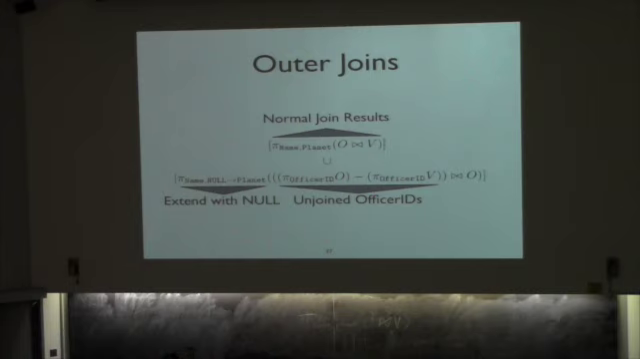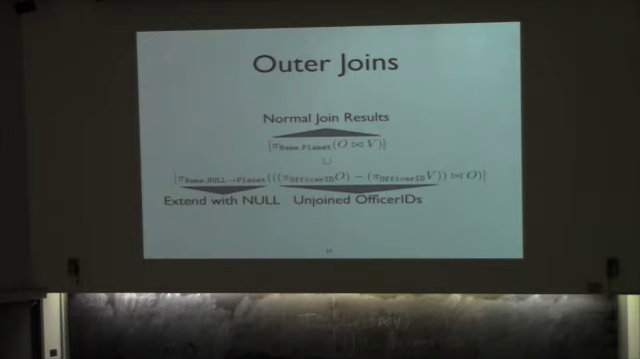Yes. Good. So just to describe what's going on here, it's effectively the same idea. You start off by computing the normal join result, and then you extend it with essentially the difference. So you figure out which officers are not part of the result. That's what this unjoined officer ID bit is doing. Join that back with officers to get the full set of officers that haven't been joined. And then you just extend that whole thing with a null value, and you've got the rest of your relations.